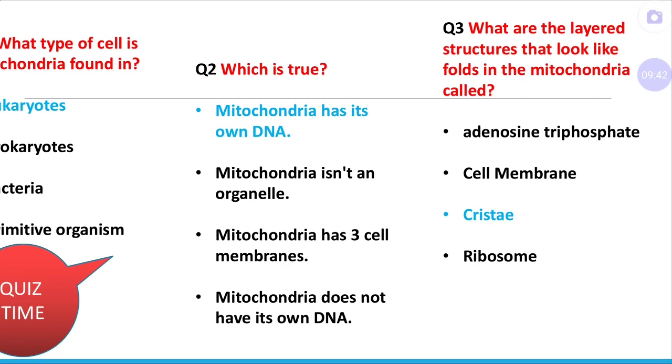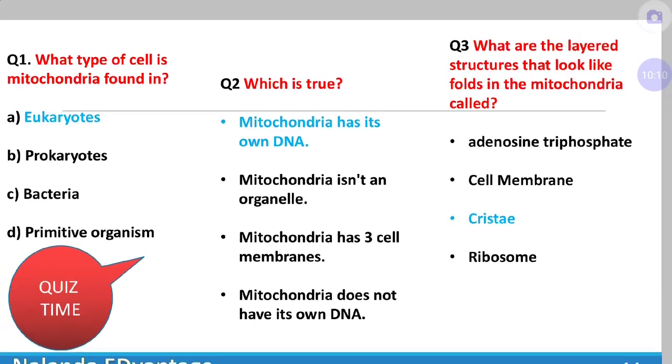Let's quickly see the third question. What are the layered structures that look like folds in the mitochondria called? The inner membrane is folded into these layered structures, which are known as cristae. So the correct answer is our third option, cristae. And what is the major function of cristae? They help in enhancing the surface area for burning of glucose as well as production of ATP.